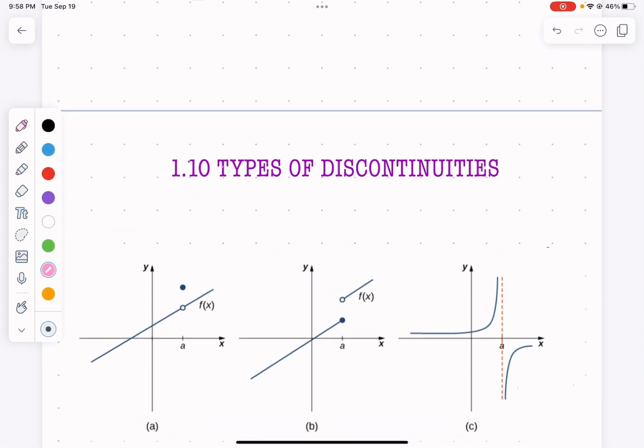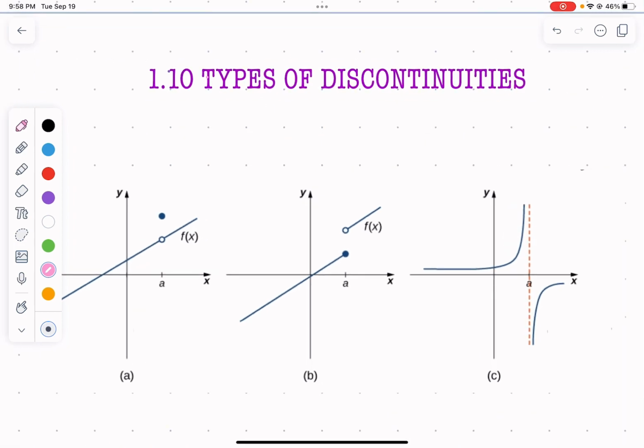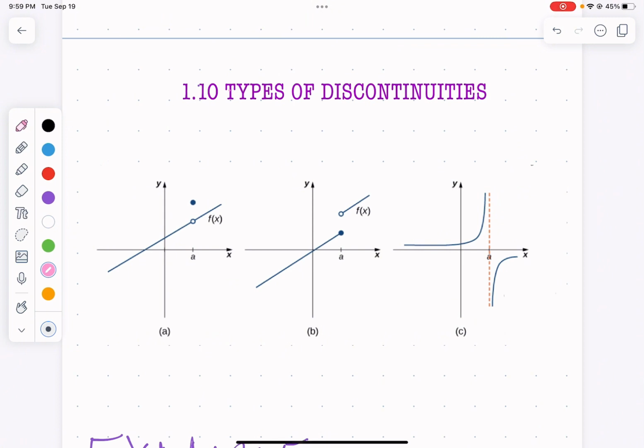Our first one, on the far left, is what we see as a removable discontinuity. The first discontinuity that we have on the far left is a hole, which is basically exactly what it sounds like. It's literally just a hole that is stopping a function. Let me write it down. This is a hole, and holes are a type of removable discontinuity.